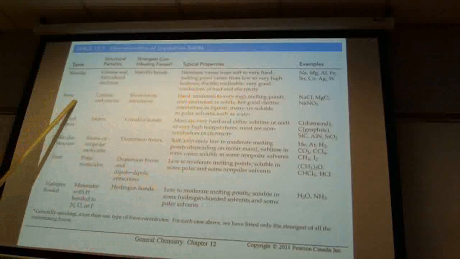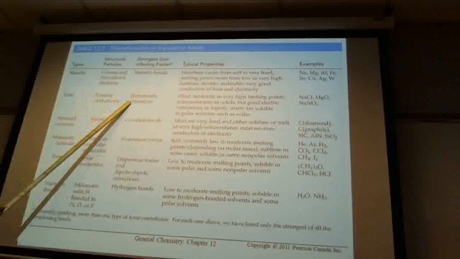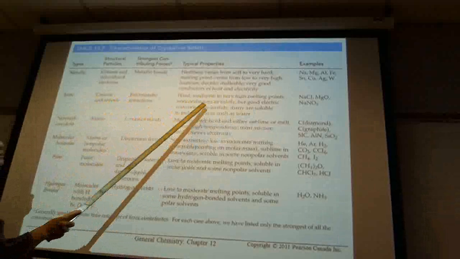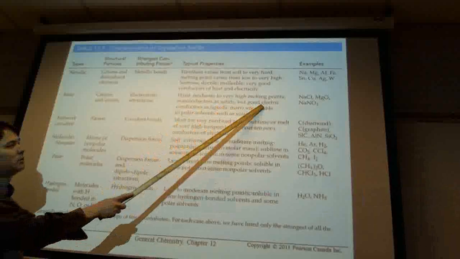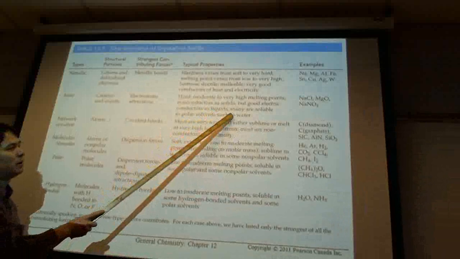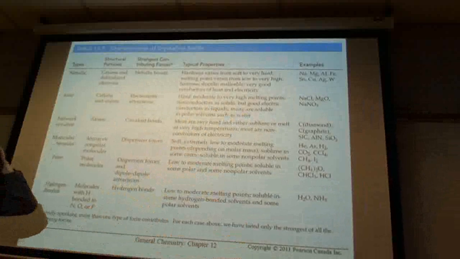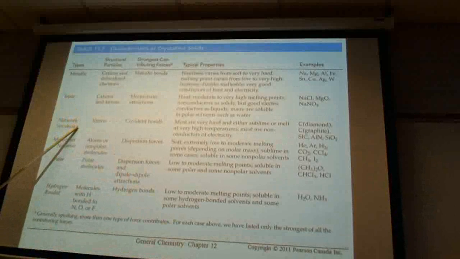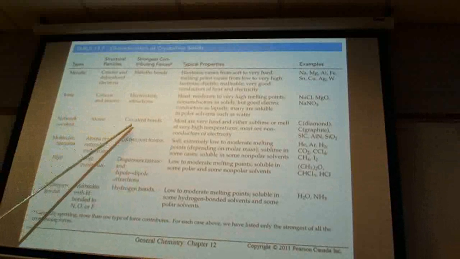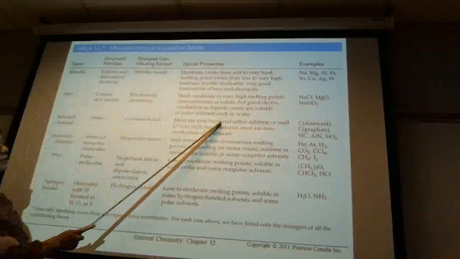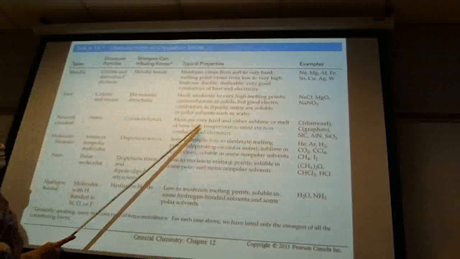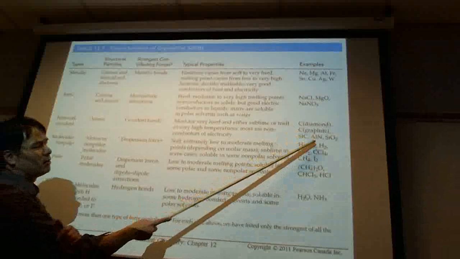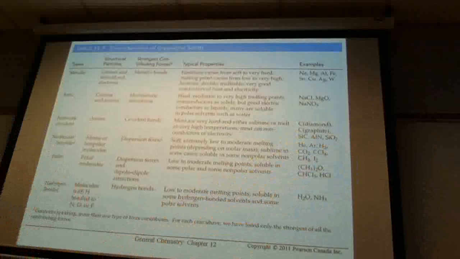Then we have ionic solids, cations and anions held together by electrostatic attractions called ionic bonds. These are hard with high melting points. They aren't good conductors as solids, but they're good conductors as liquids. And a lot of them are soluble in polar solvents like water. So they're highly polar. Network covalent solids would be like diamond, atoms held together by covalent bonds. Most are very hard and either sublime or melt at very high temperatures. Most are non-conductors of electricity. So diamond, graphite, silicon carbide, aluminum nitride, silicon dioxide, which is called quartz.